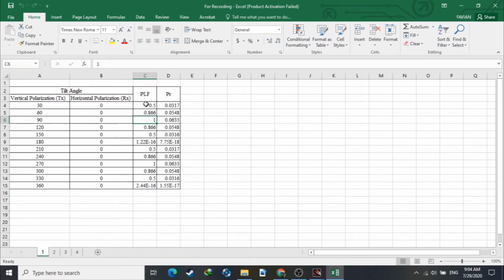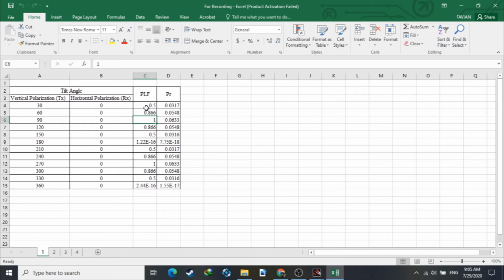So in here, as you can see, the value is from 0 to 1. As you can see here, it's 1.2 times 10 to the negative 16, which means we can assume that this value is 0, because it's a very small number. As you can see here, the interval of the PLF itself is from 0 to 1.